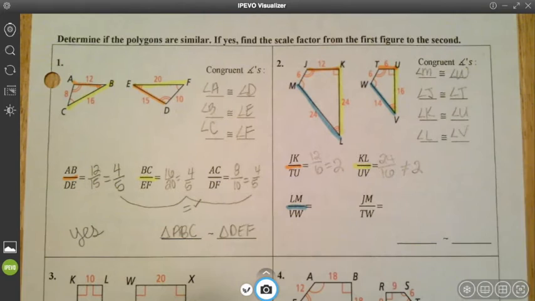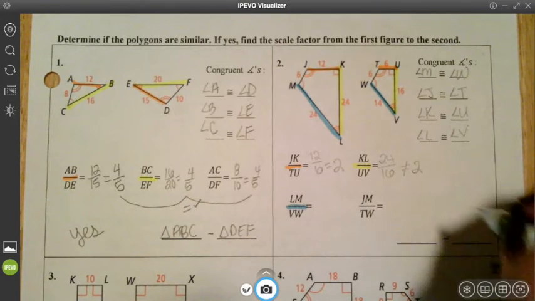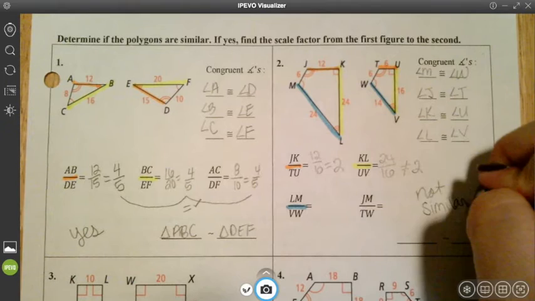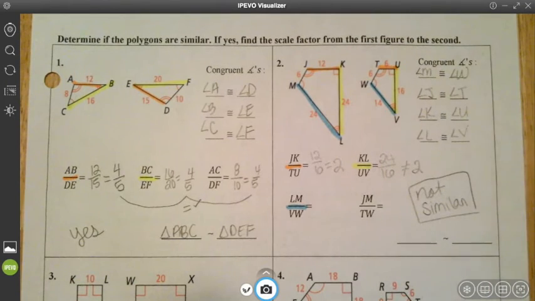It doesn't really matter what it simplifies to. What matters is that it's not equal to the other scale factor that we had. Therefore, these are not similar. I don't have to continue working because I already know those won't be equal, therefore they are not similar.